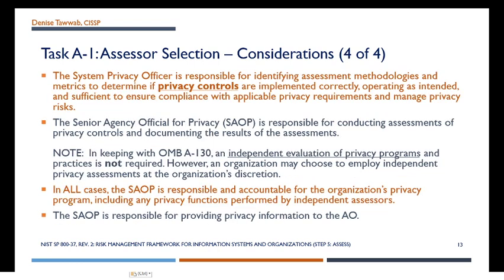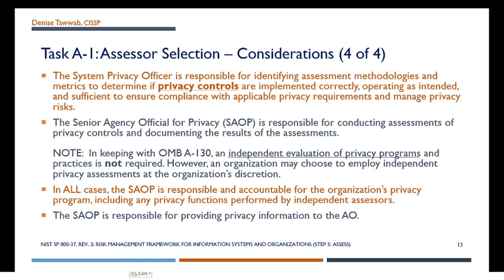The System Privacy Officer is going to be responsible for identifying assessment methodologies and metrics to determine if the privacy controls are implemented correctly, operating as intended, and sufficient to ensure compliance with privacy requirements and manage privacy risk. The Chief Privacy Officer, or in the federal government, the Senior Agency Official for Privacy, is responsible for conducting assessments of privacy controls and documenting the results of the assessments.